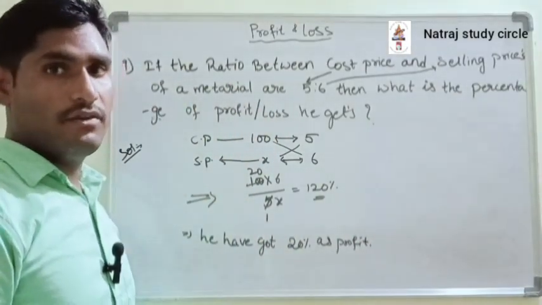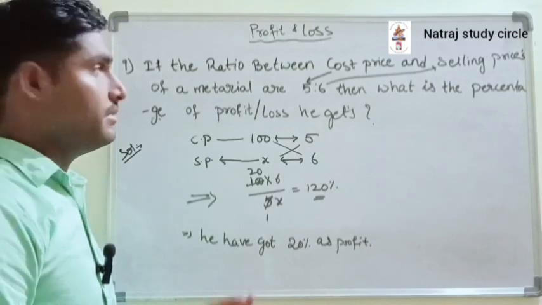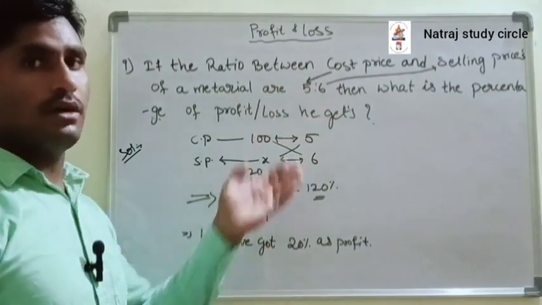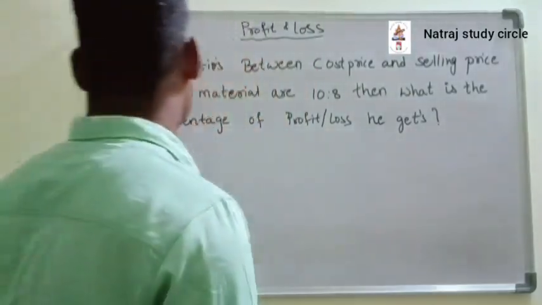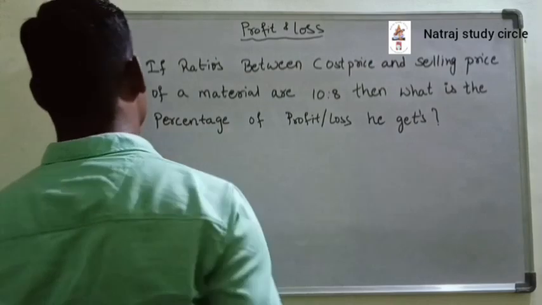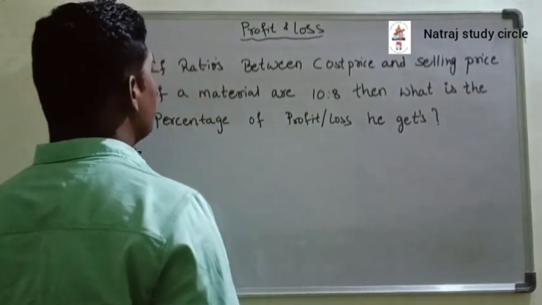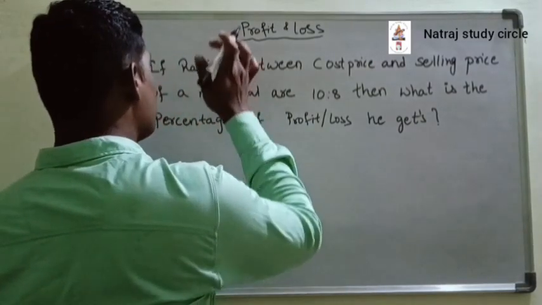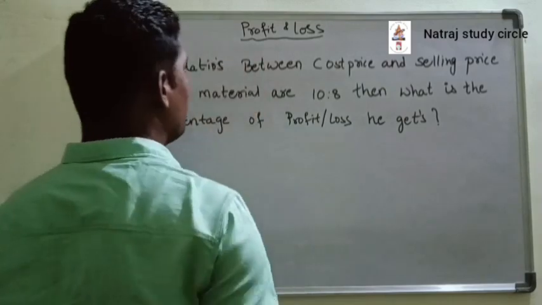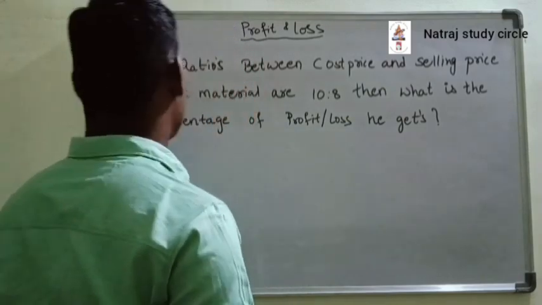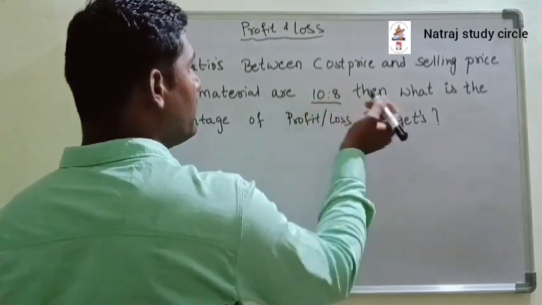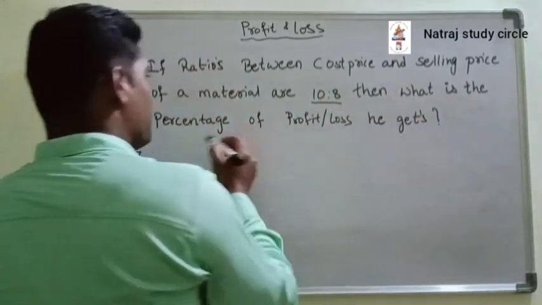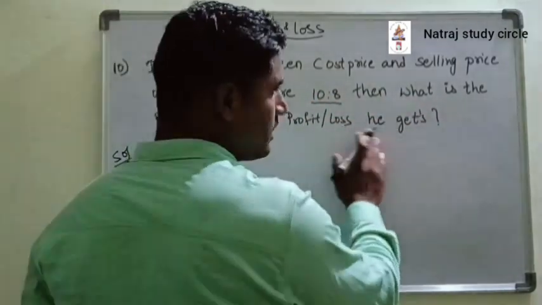Okay, so this is clear. By this we can solve however the question comes; it may be in ratios or it may be in percentage. As we have seen the ninth question, now we have the 10th question. What is the 10th question? If the ratio between cost price and selling price of a material is 10:8, then what is the percent of profit or loss he gets?